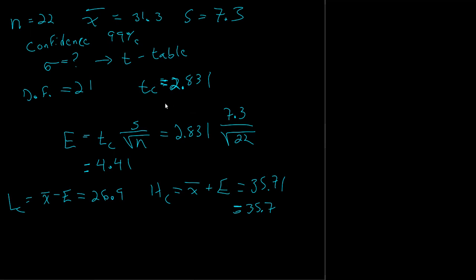Now what we want to do is look at the margin of error itself. The margin of error comes from the E value. And so we had 4.41 as our margin of error. In one decimal place, 4.4. I'm really doing the 2 decimal places today.